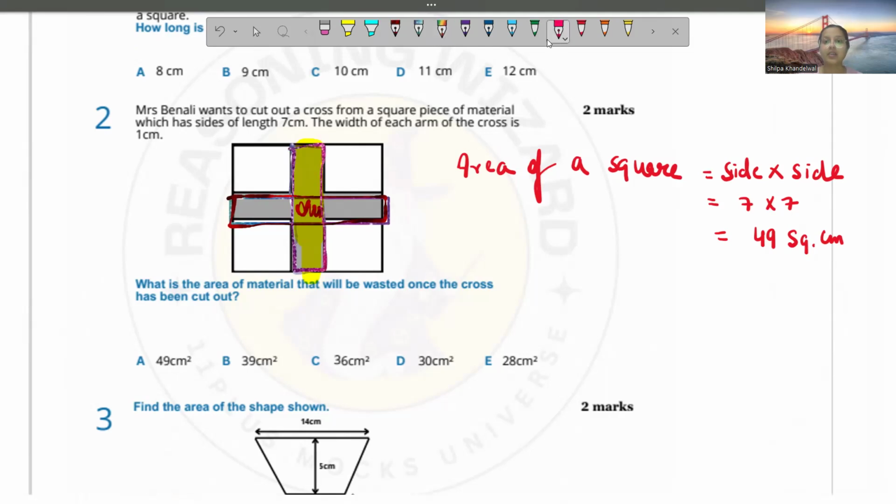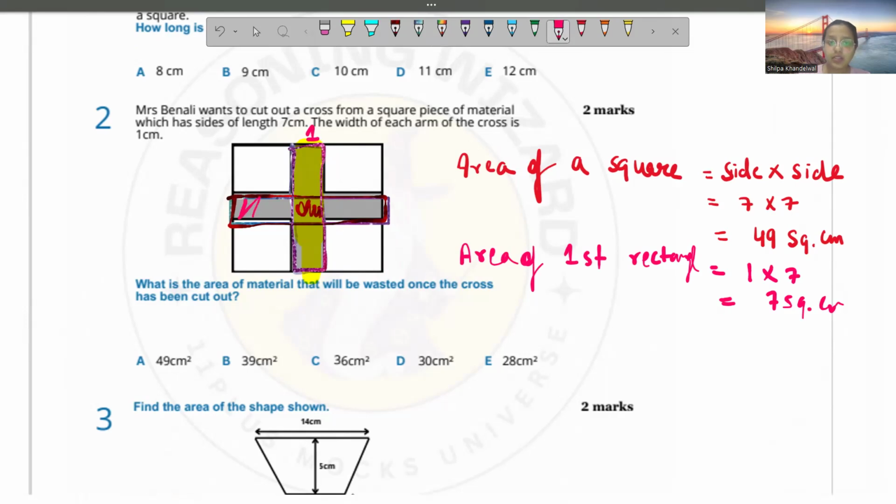out this rectangle's area, which is what? This is one. This whole side is seven because the square side is seven, right? So the area of the first rectangle would be nothing but 1 times 7, which is length times breadth, right? So that's 7 square centimeter.